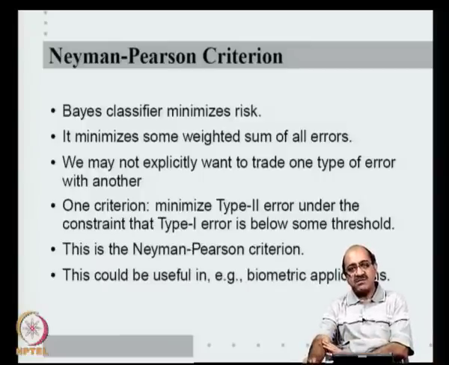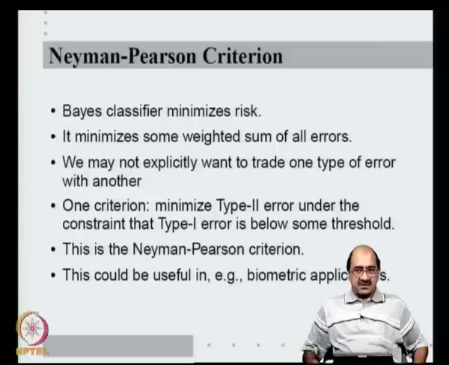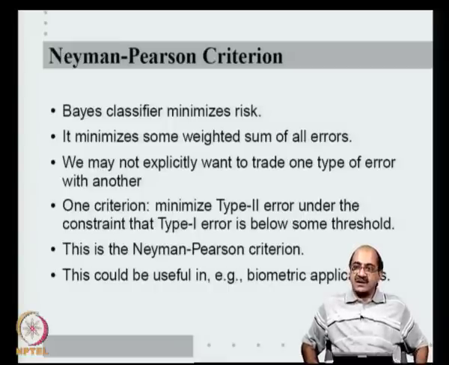Why would this be possible? Let us suppose you are in a biometric application. Suppose you are authenticating the identity of somebody. So, there are 2 kinds of errors. When somebody is an imposter, allowing him access is one kind of error. An authorized person not being allowed access is another kind of error. Now, the 2 kinds of errors are qualitatively different, and I don't want to find the optimum by saying so many times this error plus so many times that error should be minimized.